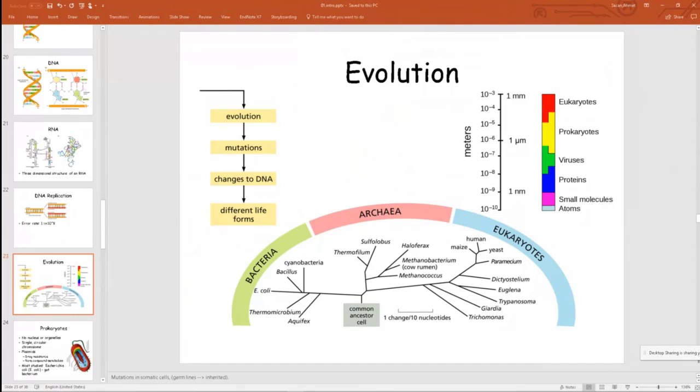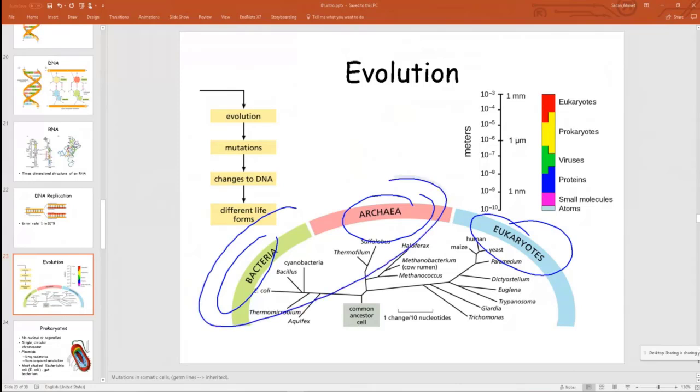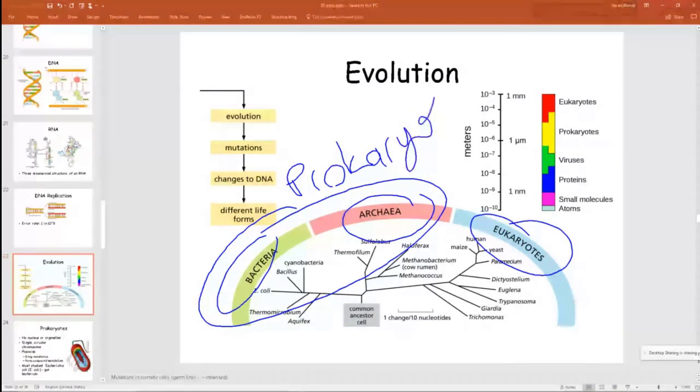We're going to look at three different life forms that are commonly accepted: bacteria, archaea, and eukaryotes. And generally, the bacteria and archaea are grouped into one. We'll just call them prokaryotes. Eukaryotes have a nucleus. They have a cell nucleus. They have different compartments within the cell, whereas prokaryotes don't have a nucleus. That's their main separating feature.